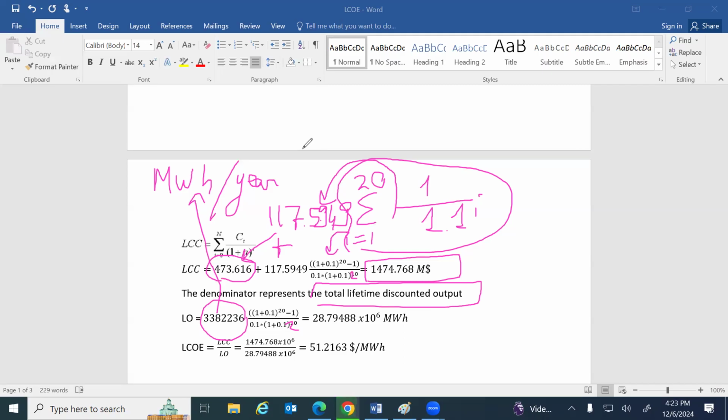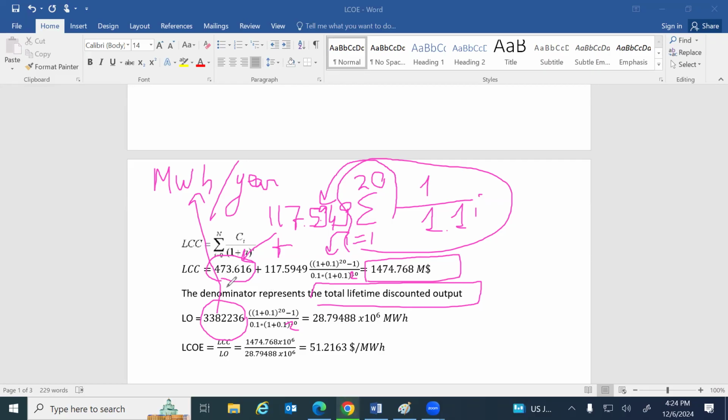You can have, for example, other factors. If you need to consider environmental factors, let's say, you can consider in the denominator the reduction in CO2 emissions, for example. Okay? Clear. And always, since you are discounting your costs, you should also discount your outcome, or any effectiveness measures that you are considering. Okay?